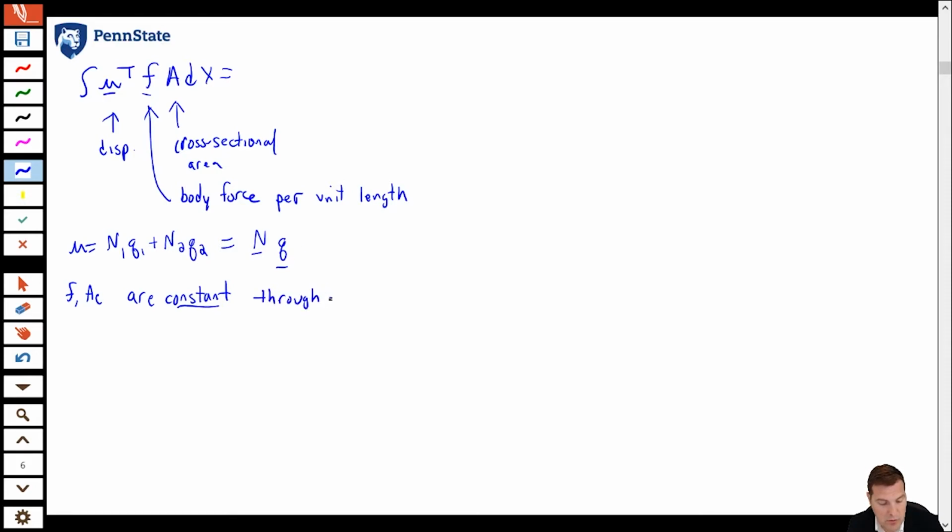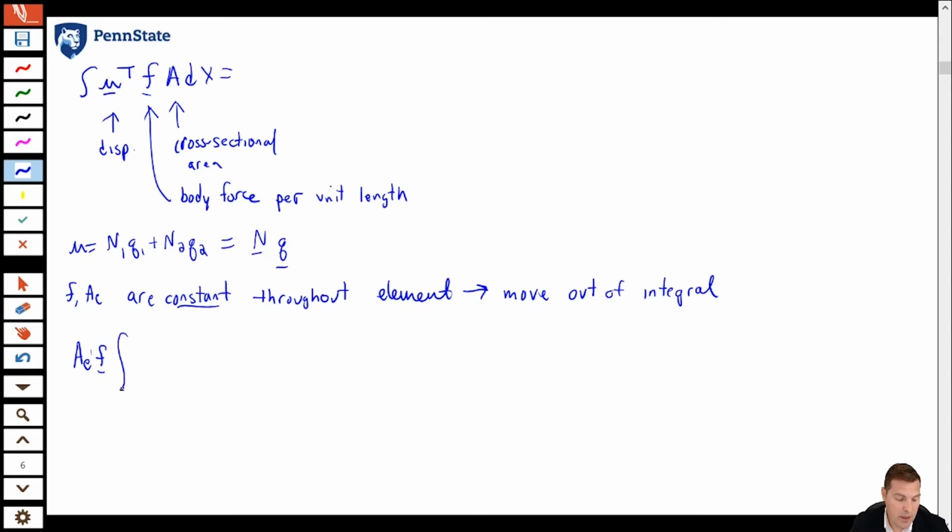Throughout the element. And so we can move this out of the integral. Okay, so then we can write our terms a sub e and f outside of that integral, the integral over the element, and then u transpose. U is a scalar, so the transpose really doesn't mean much. N1 Q1 plus N2 Q2, and that's over dx.